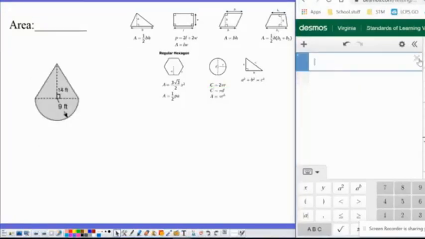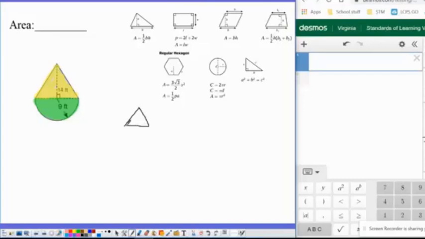Alrighty, so let's try to find some composite area. First off, I'm going to subdivide it into two shapes that I know. So I see a triangle that's highlighted in yellow, and then half of the circle, which is highlighted in green.